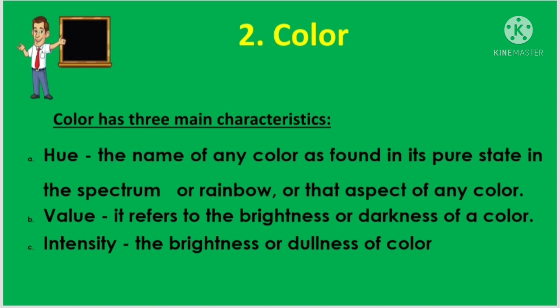Number two, the color. So color has three main characteristics. Hue, the name of any color as found in its pure state in the spectrum or rainbow, or that aspect of any color. Pag nakikita natin ang rainbow, yun na ang hue. Value, it refers to the brightness or darkness of a color. Intensity, the brightness or dullness of color.